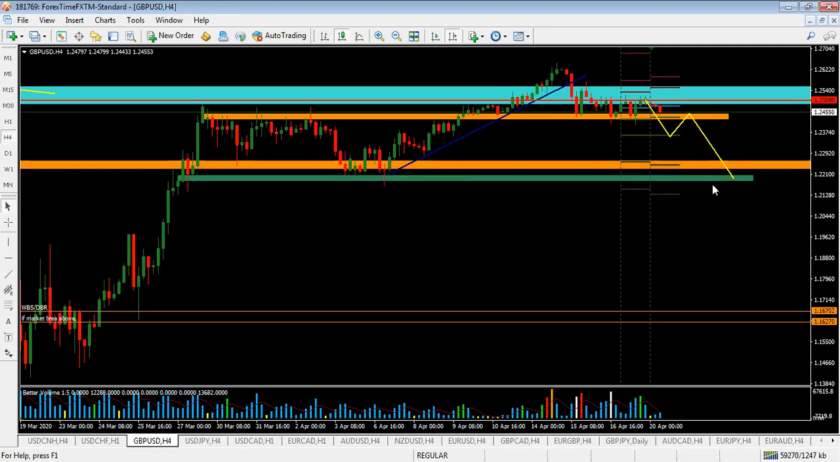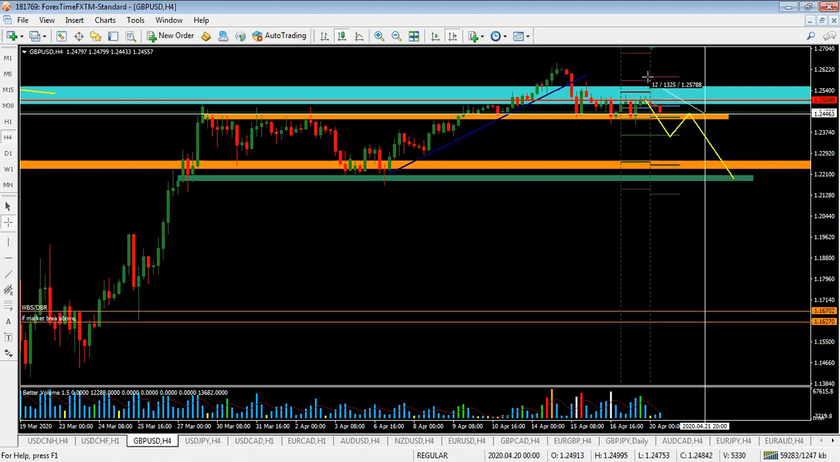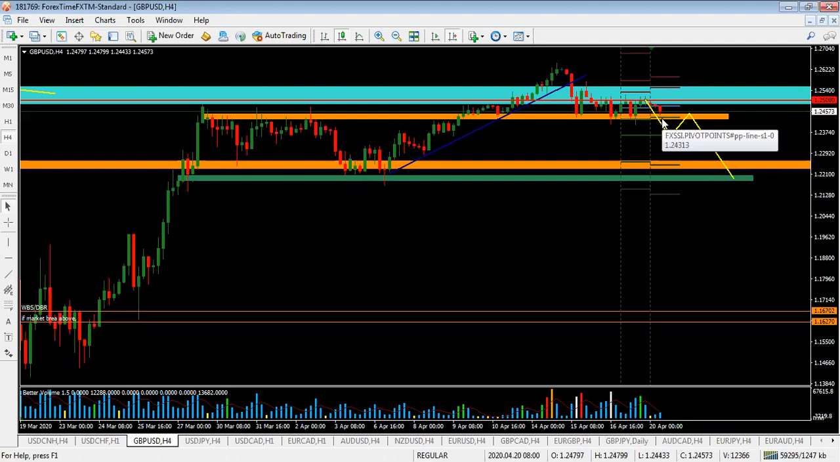So for this trade here, one entry here to a target here is 257 pips, and the risk here is 200 pips. So it's a nice position to be. 1:1.7, a nice position to be with a good lot size.